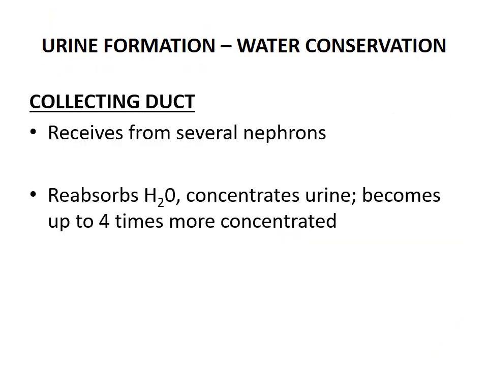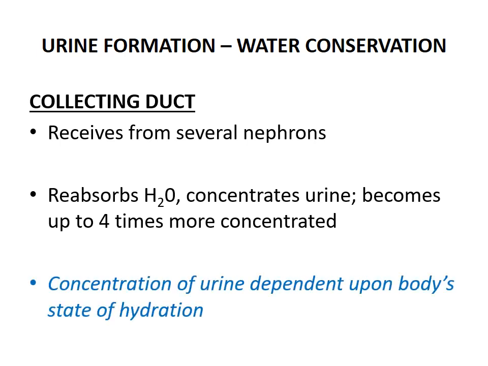Collecting duct receives several nephrons. It reabsorbs water. Concentrated urine becomes up to 4 times more concentrated. So you need to remember that the kidney has a remarkable ability to concentrate the urine or to dilute the urine depending upon the body situations or circumstances. Concentration of the urine depends upon the body's state of hydration.